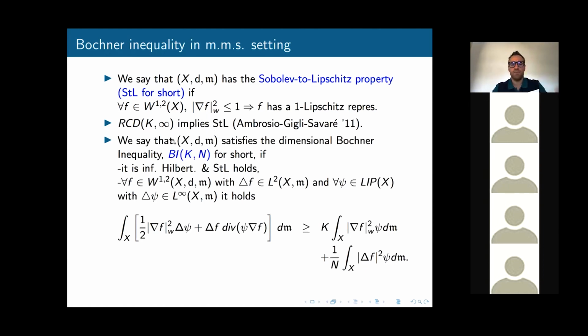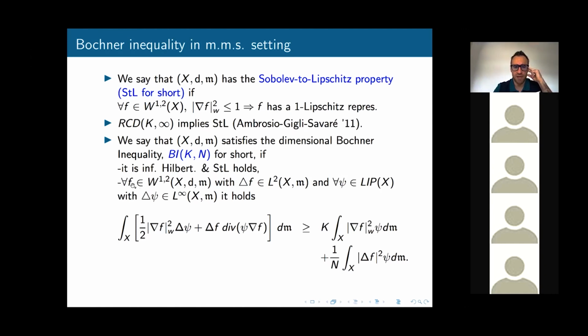So we say that a metric measure space satisfies the dimensional Bochner inequality, let me call it BI(K,N), with parameter K, a lower bound on the Ricci, and N, an upper bound on the dimension, if the space is infinitesimally Hilbertian, the Sobolev fluidity property holds, and this kind of weak version, obtained by integrating by parts the Bochner inequality, holds.